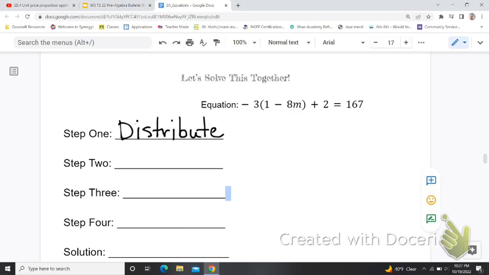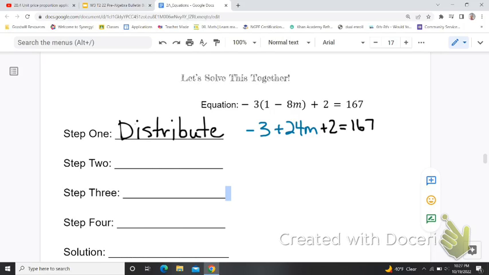So that's what we're going to do first, which means we're going to take this -3 and multiply it times both things inside the parentheses. So -3 times 1 is -3, -3 times -8m is positive 24m. Right, so I'm done with my distributing. I'm just going to erase this so it's not looking so cluttered up there. And then I need to bring down the rest of the equation.